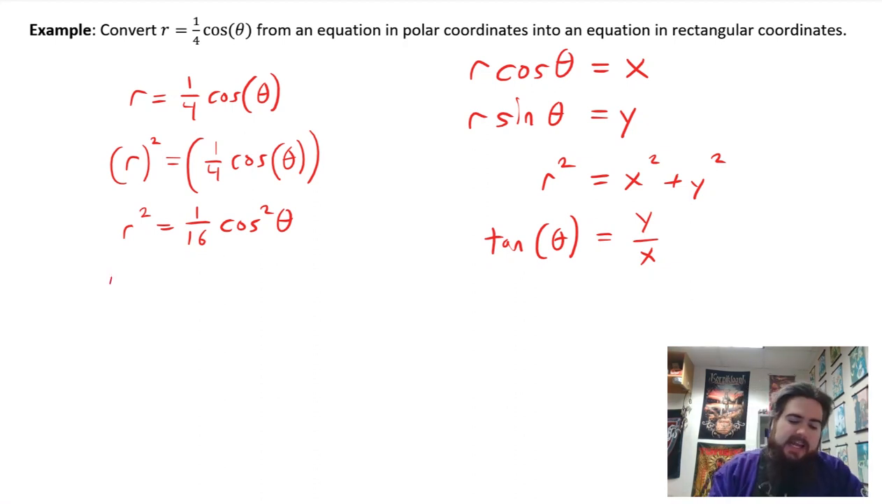Which now means that I can replace the left side with x squared plus y squared, but the right side now is arguably worse than it was before. I don't have any equations involving cosine squared that allow me to replace it with x or y. So let's not do that then.